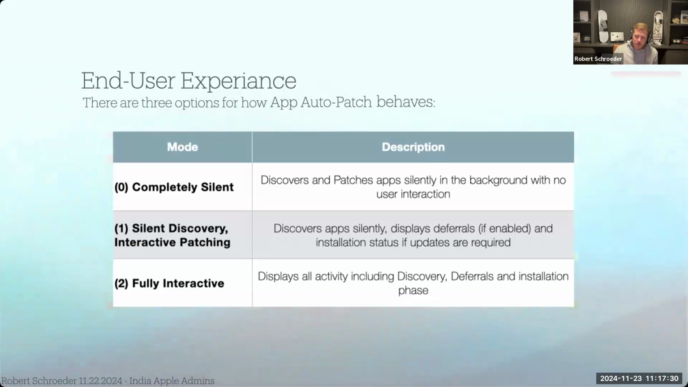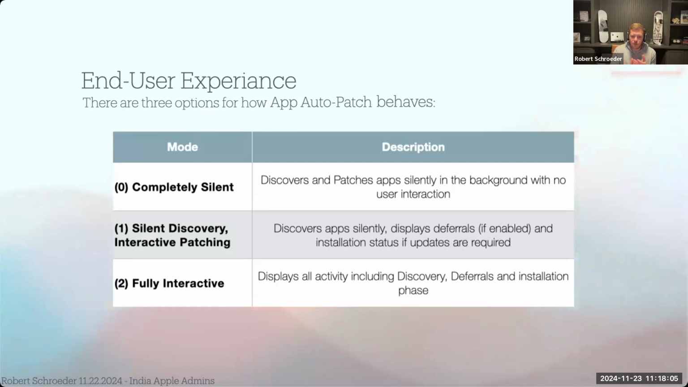So the second option we do have is a silent discovery and interactive patching. So app discovery happens in the background, completely, the user's unaware. And then there is an interactive patching, right? So as the applications are downloading and installing, that messaging is presented to the end user. And it's good to kind of give a balance and give transparency to what's happening on the end user's computer there.